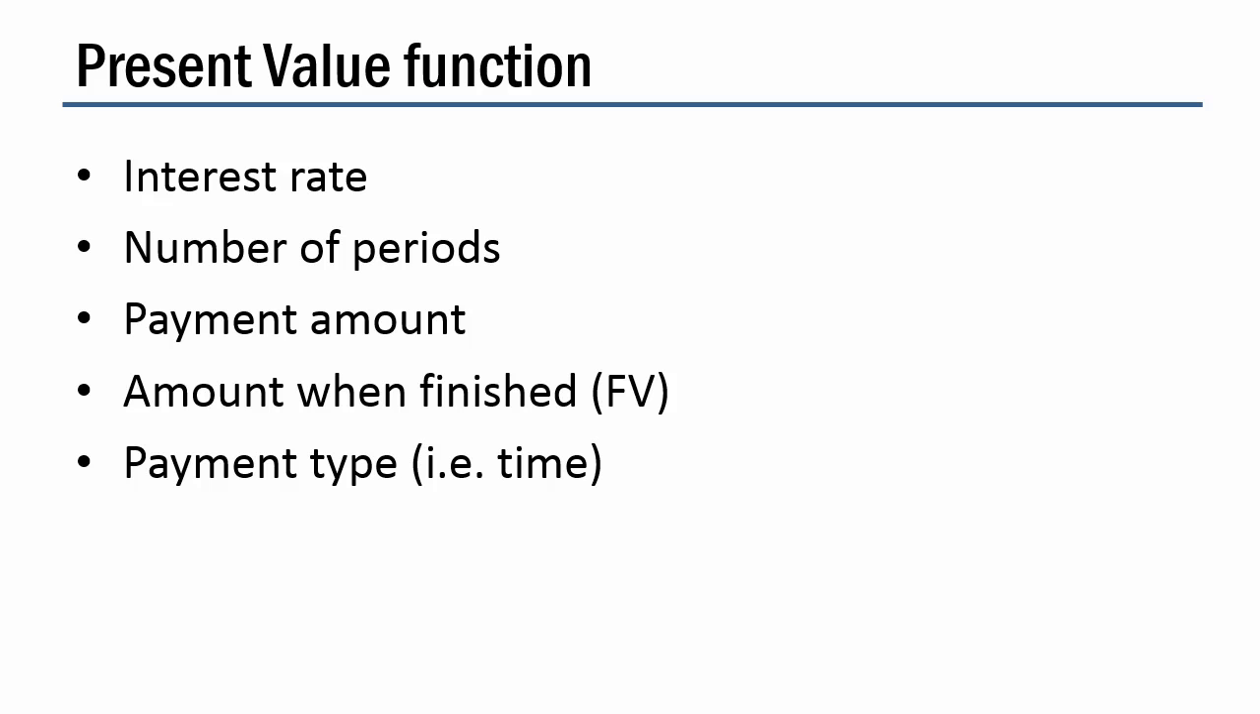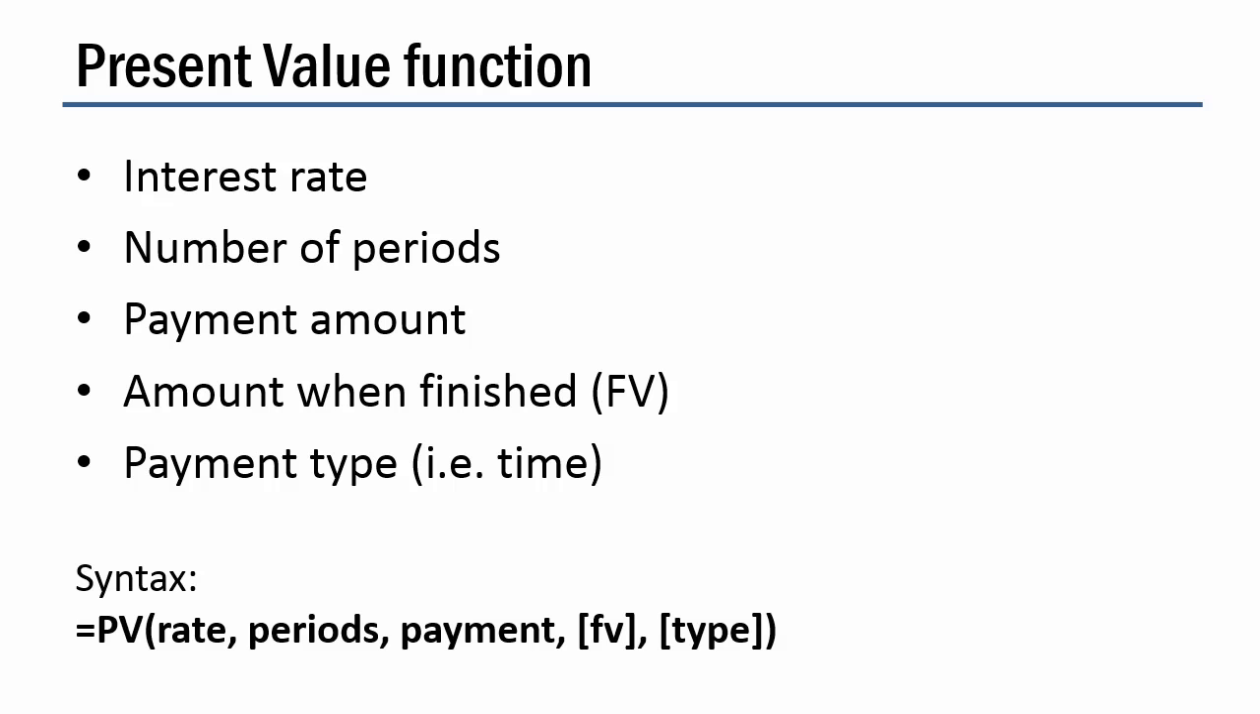And that's simply, did the payments get made at the beginning of the period or at the end of the period? By default, the payments get made at the end, and that's what's called type 0. But occasionally there are bonds that you'll find where the payment is made at the beginning of the period, and that's type 1. So the syntax for this function is equals PV, and then in parentheses, because every function has at least one set of parentheses, it's rate and a comma, because you always have a comma after each argument in a function. So it's rate, comma, the number of periods, comma, the payment, and then if you're going to use future value and type, you put those in separated by commas.